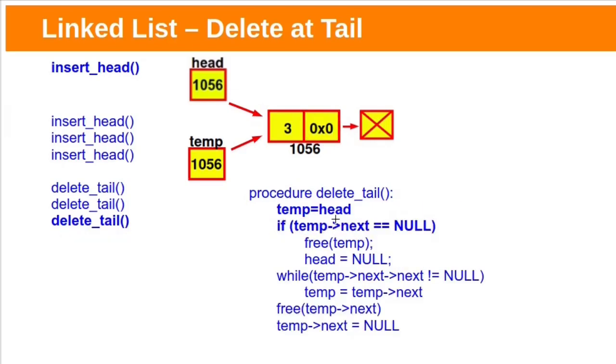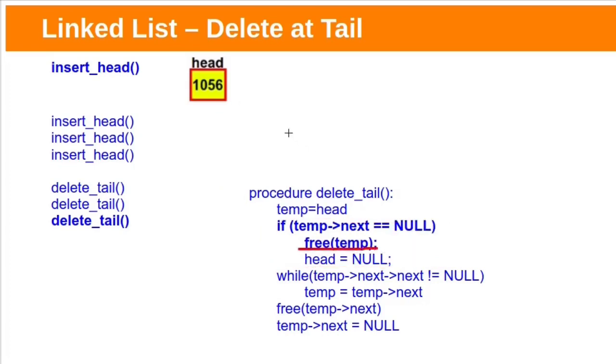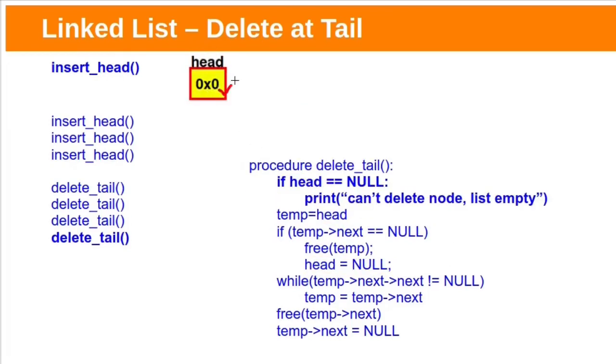So to handle that special case, add this if block. If temp next is null, here temp next is null, so delete that node. Now the list is empty, so we have to set head to null. Now head is set to null. If head is null, it means the linked list is empty, so we cannot perform one more delete operation. When head is null, raise this error: cannot delete node from empty list.